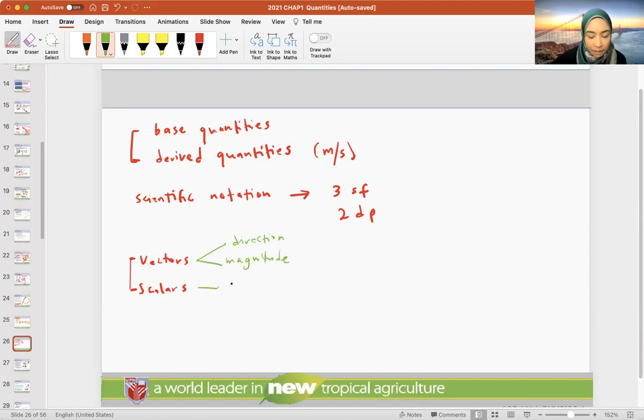Scalar has magnitude. So quantities such as forces, which is in Newton, velocity, all of these have direction. They all have direction. And scalar such as length. If I tell you about length, you wouldn't know whether it's going to the right, to the left, or down, right? So that is scalar.